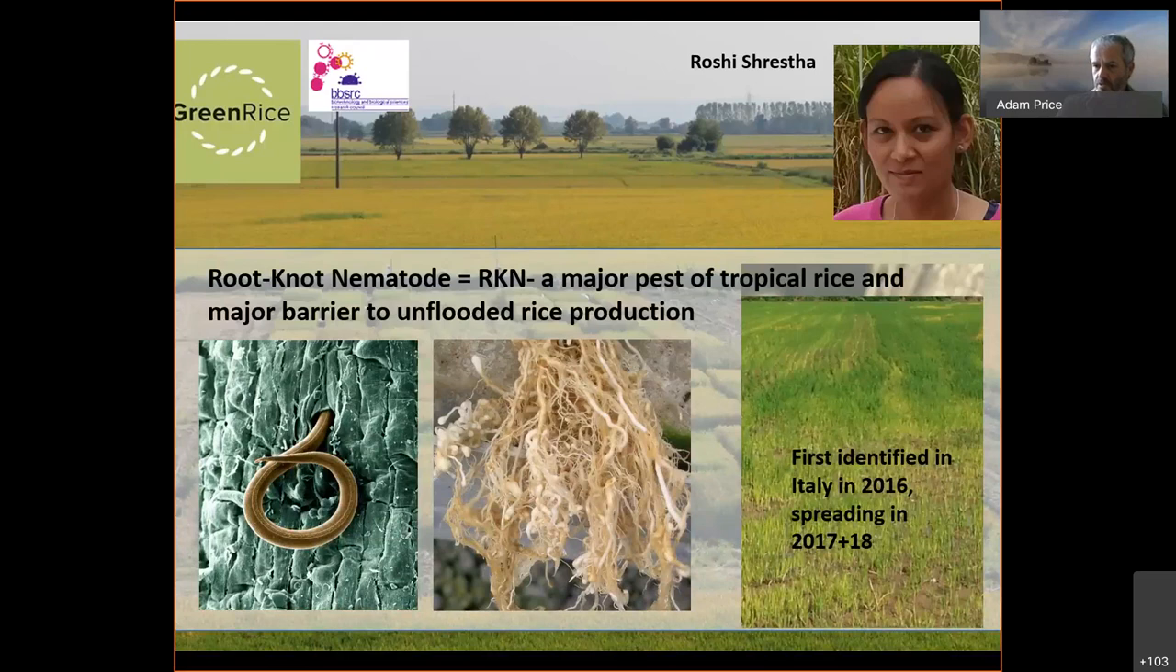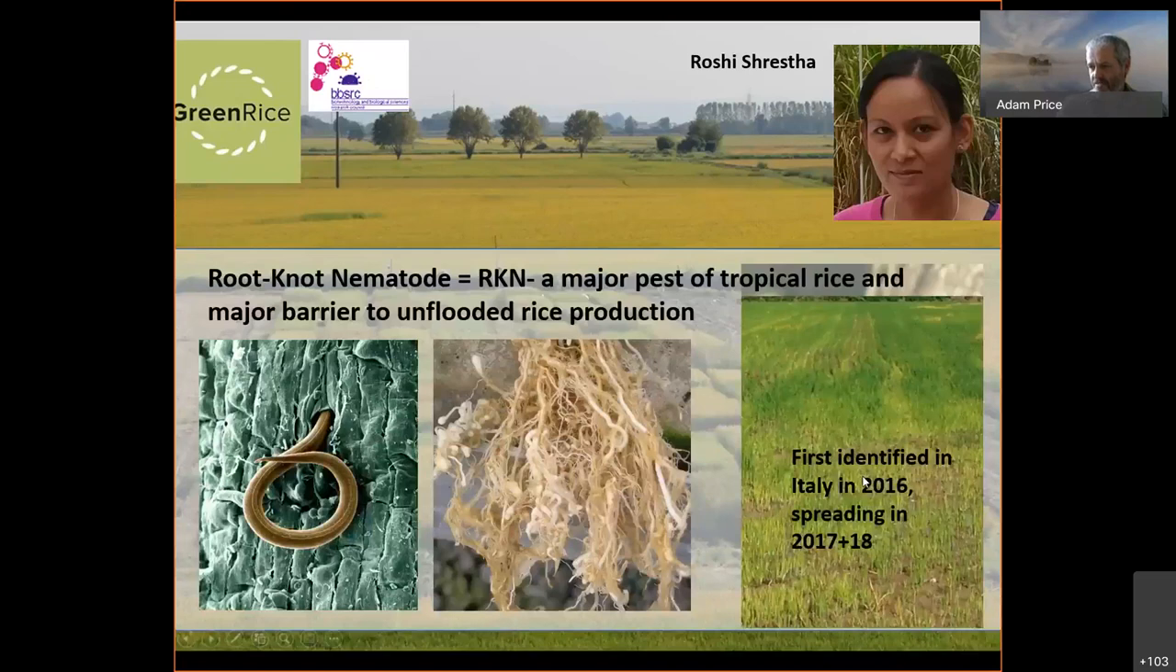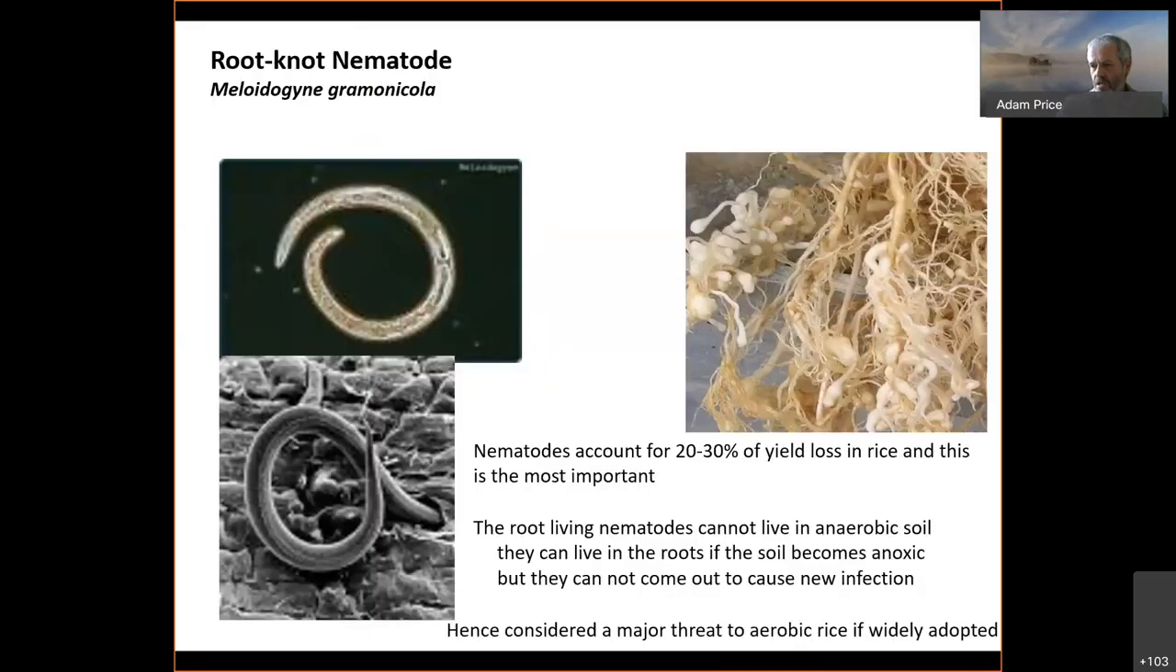The other thing is root knot nematodes, a massive problem in some parts of the world and understudied. What's really important is that it's been found in Italy now. It's a tropical pest, found in Italy. It makes these little galls. Importantly, this cannot live in aerobic soils, it needs oxygen. So what we think is it will spread better in AWD.